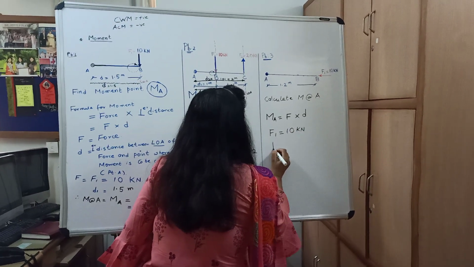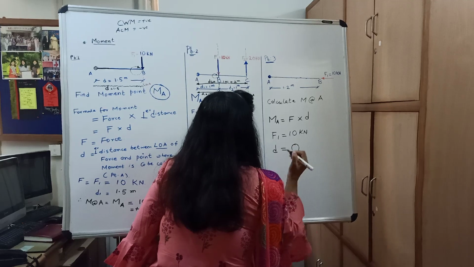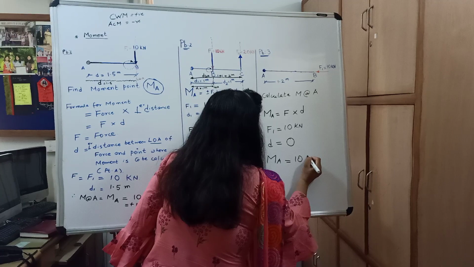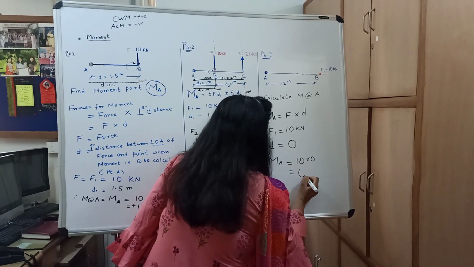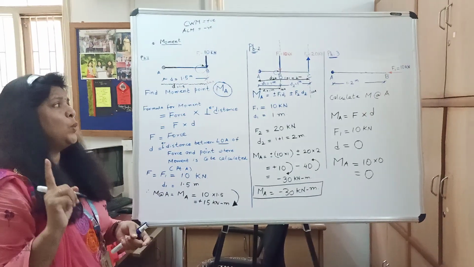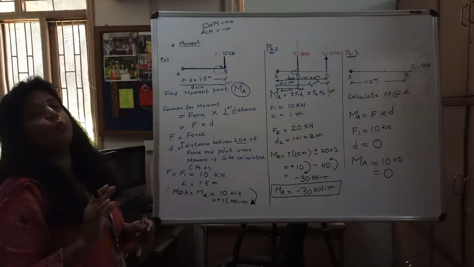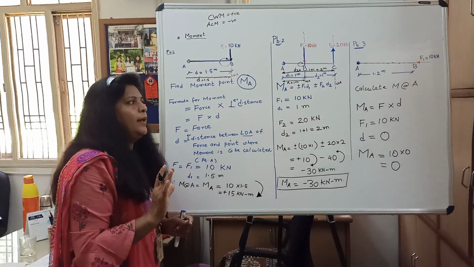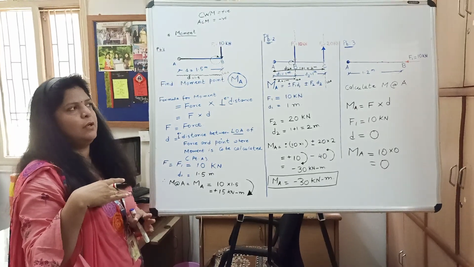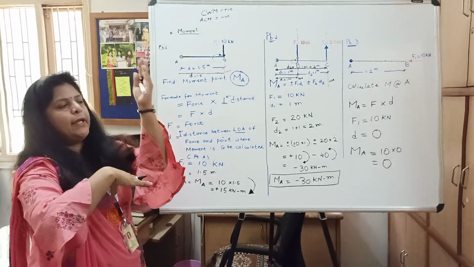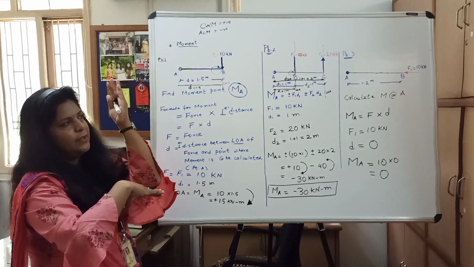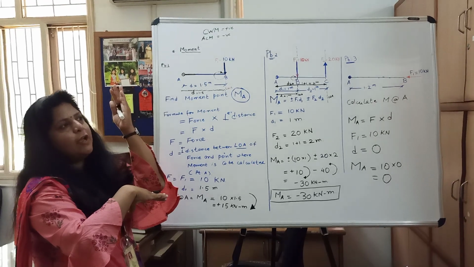What will be the value of distance? It will be 0. So moment about A will be equal to 10 into 0, that is equal to 0. Okay? This is very important because students think that it is 10 into 1.2, but no. It cannot be, because 1.2 is not a perpendicular distance. Force is horizontal, so perpendicular will be vertical. We will require a vertical distance. Okay? So the distance value will be 0.